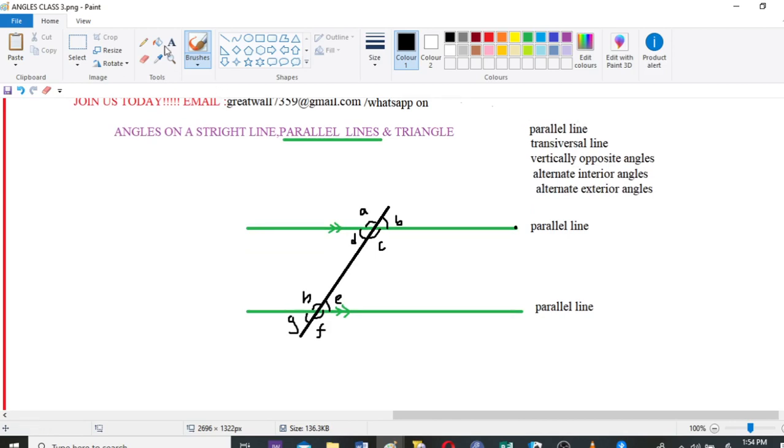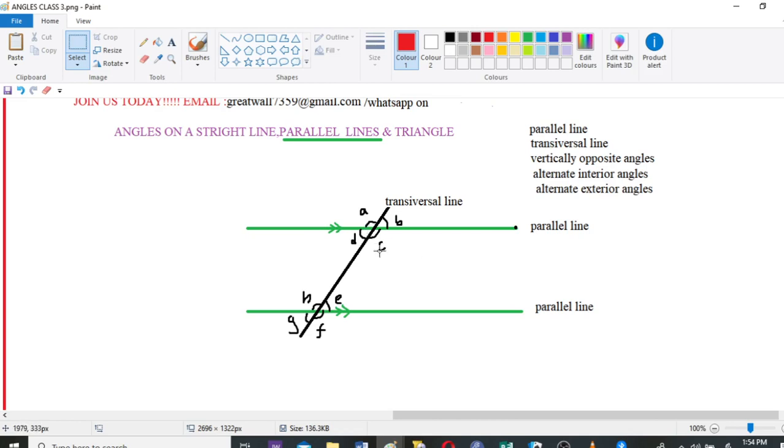Let me also indicate there what a transversal line is. You can check for the definition in the pamphlet I posted in the group. So this is a transversal line. Here are some of the properties of the angles which are formed here.